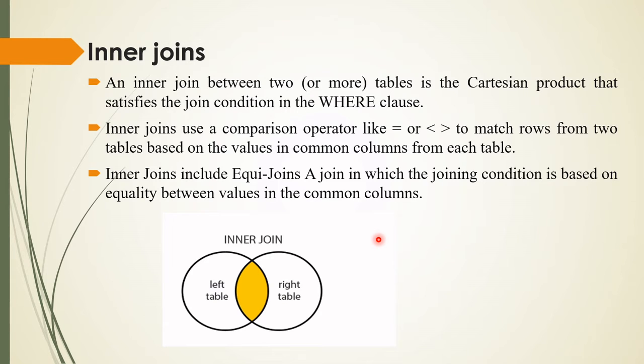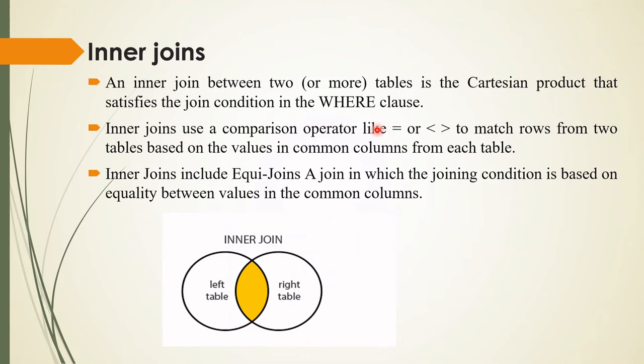Now second part is inner join. An inner join between two or more tables is a Cartesian product that satisfies the join condition in the where clause. So here we have to provide some condition using where clause. It returns the records that have matching values in both tables. In both tables it will match the values, and the matching values are in our output.